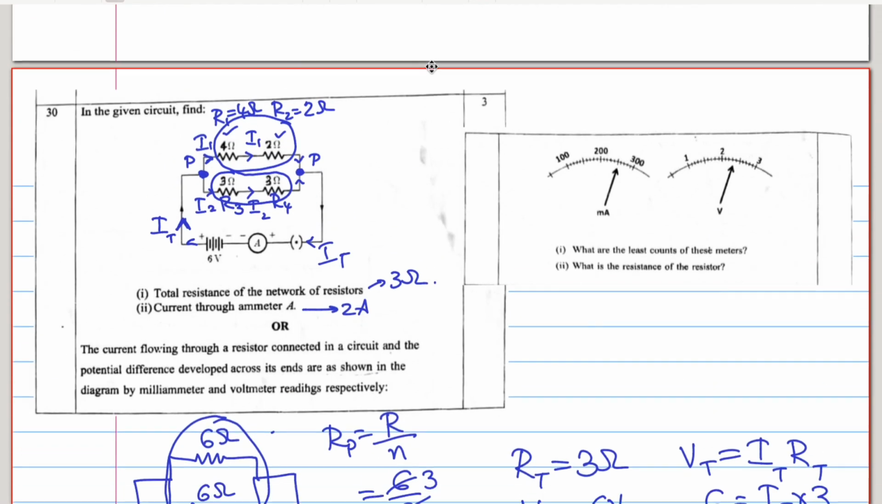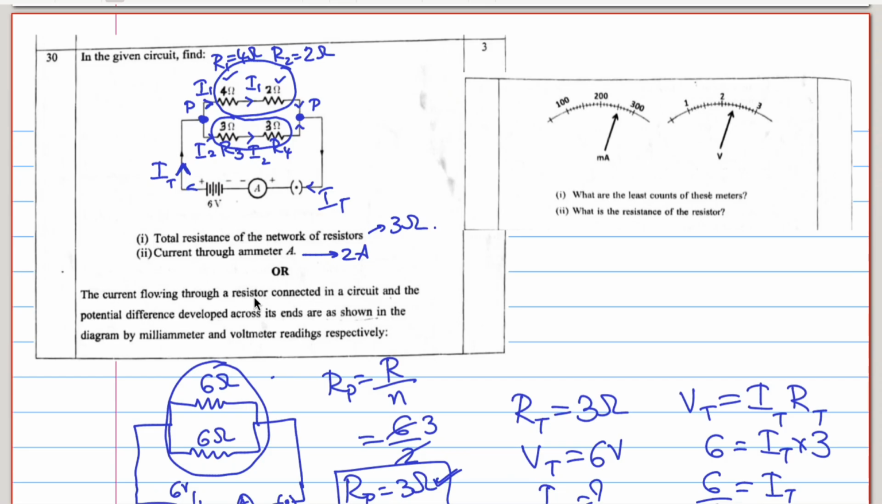Now they have also given us the OR question. The current flowing through a resistor connected in a circuit and the potential difference developed across its ends are as shown in the diagram by milliammeter and voltmeter readings respectively. The readings of milliammeter and voltmeter respectively. What are the least counts of these meters?